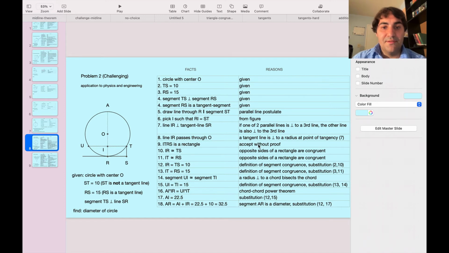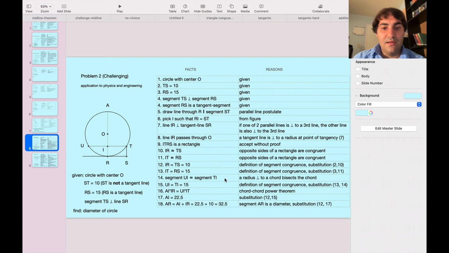We're just going to have to accept this without proof because this would take too long, and I think it would detract from the actual problem. We'll just accept that ITRS is a rectangle. I mean, we can prove that if you want. You can try that on your own, but I'm just going to accept it without proof for right now. So segment IR is congruent to segment TS, and segment IT is congruent to segment RS because opposite sides of a rectangle are congruent. So by the definition of segment congruence and by substitution, we get IR equals TS equals 10 and IT equals RS equals 15.